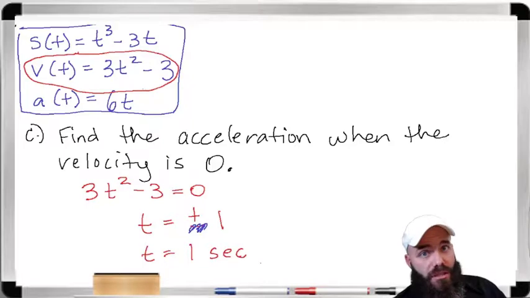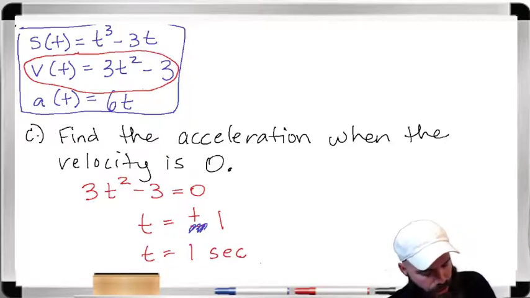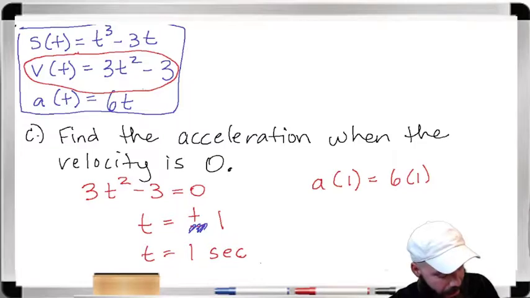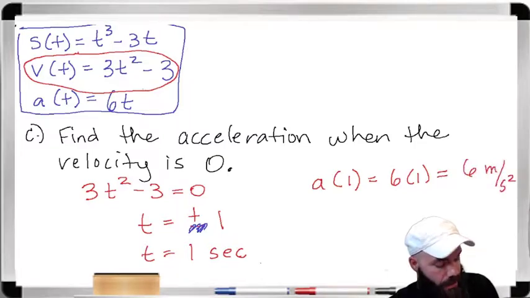So now it's asking what's the acceleration at that point. So then we will take the acceleration function, we would plug in 1, and we'd see that the acceleration is 6 meters per second squared.